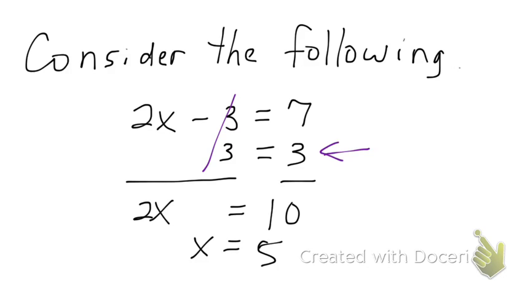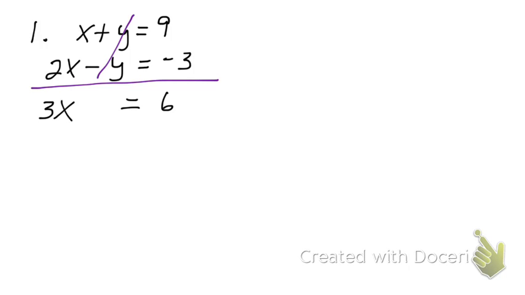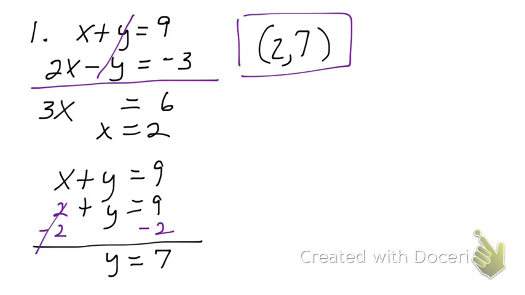So we're going to use this idea of adding the left sides and the right sides of equations in order to solve systems. So let's go ahead and look at this first problem. Notice if I add the equations, I get 3x equals 6, which means x is 2. So 2 is the x value of our solution. So now I'm going to use the first equation, and I'm going to plug in the 2 for x, and now I can find y. So we get 7.